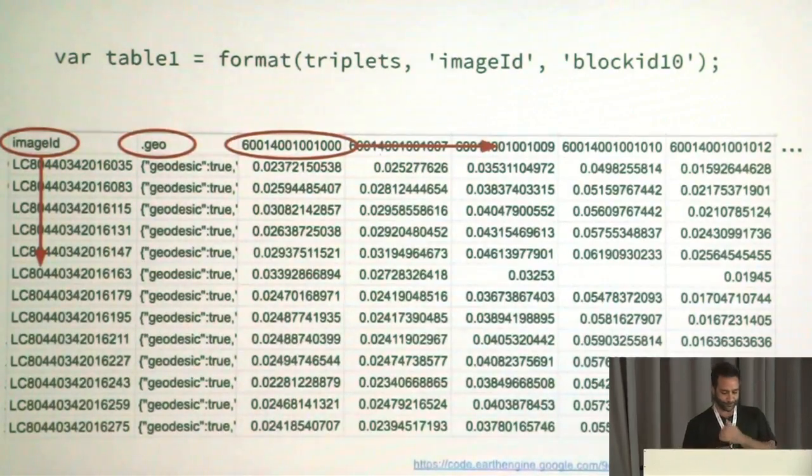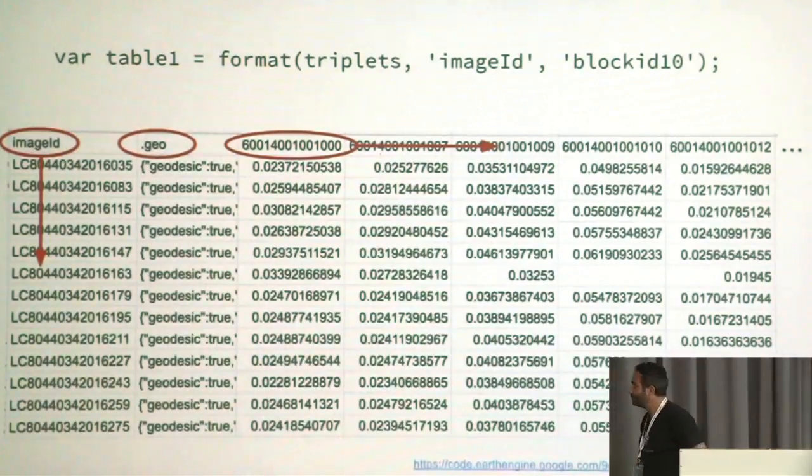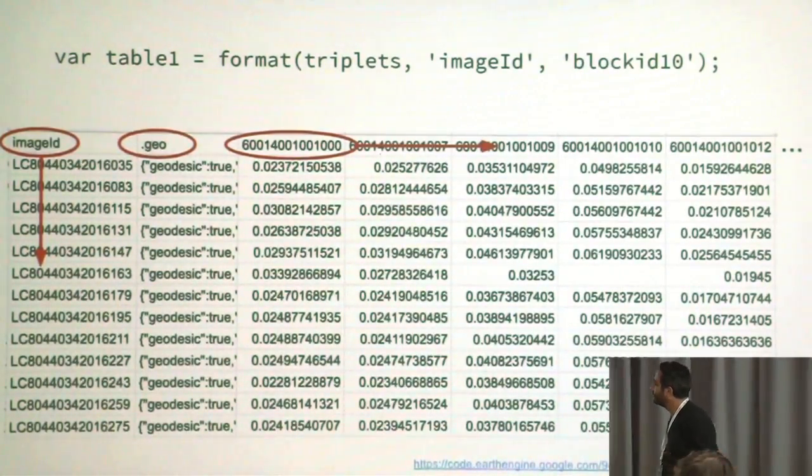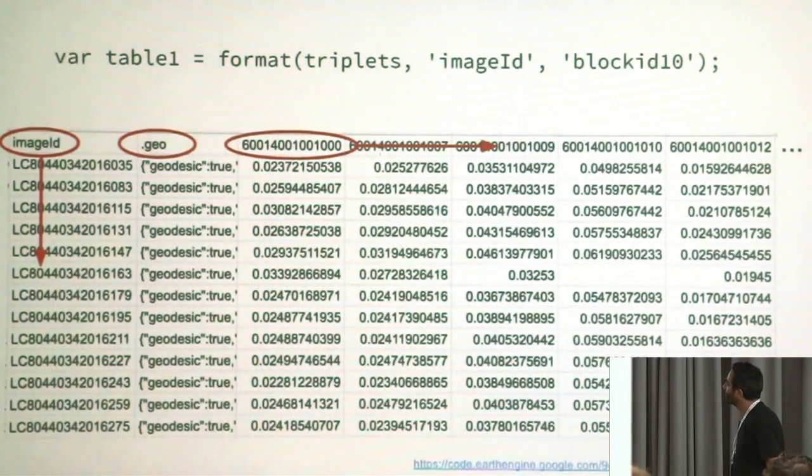Can I ask you a quick question? Yeah. I'm noticing that under the geo, they're all set to geodesic true. So is that when I bring in a shapefile, it's automatically setting the edge type to a geodesic?